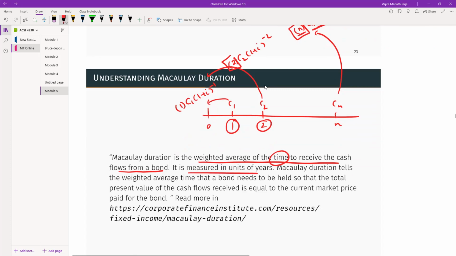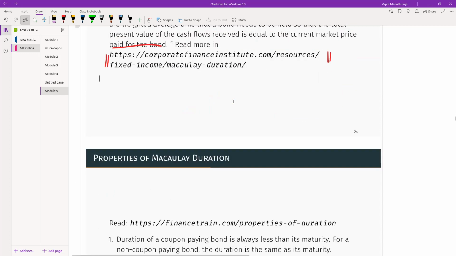It is measured in units of years. Macaulay duration tells the weighted average time that a bond needs to be held so that the total present value of the cash flow received is equal to the current market price paid for the bond. If you have time, please read this article. It gives you more explanation about Macaulay duration. So you can see that the Macaulay duration interpretation is a little different from modified duration. Modified duration is defined as the price change or price volatility of a bond. But Macaulay duration is defined as the weighted average of the time to receive the cash flow from a bond. So two different interpretations.